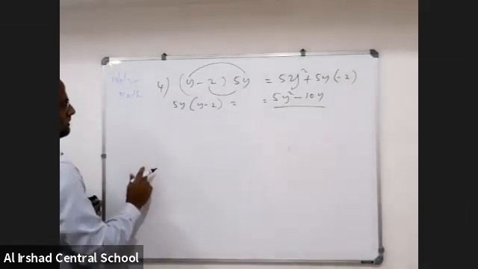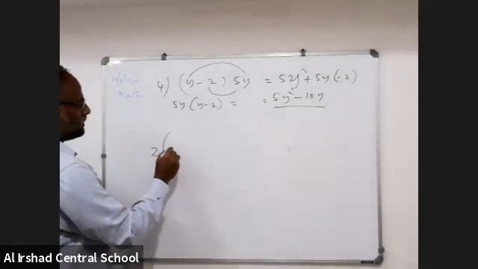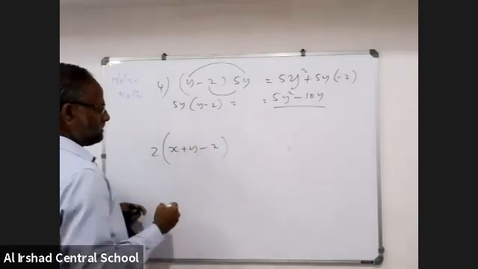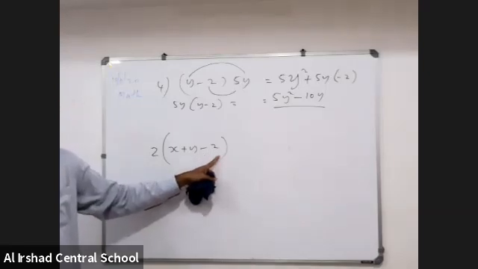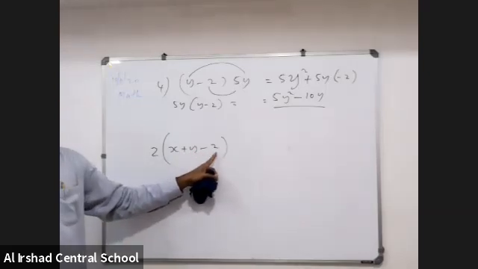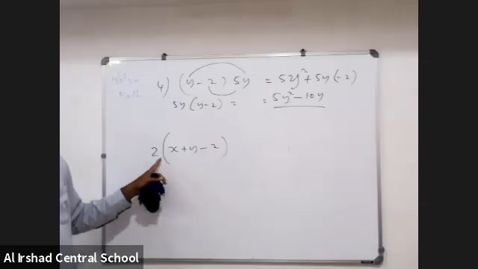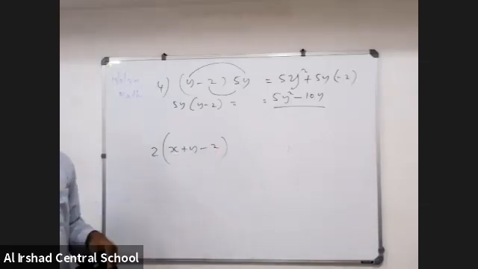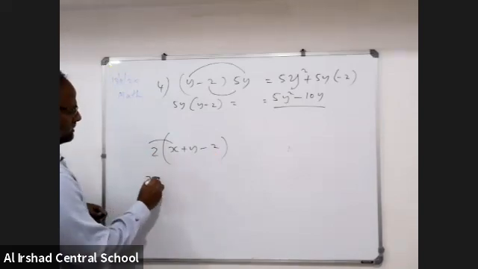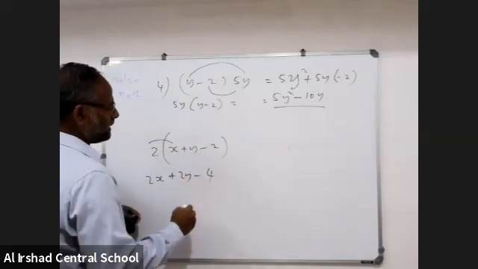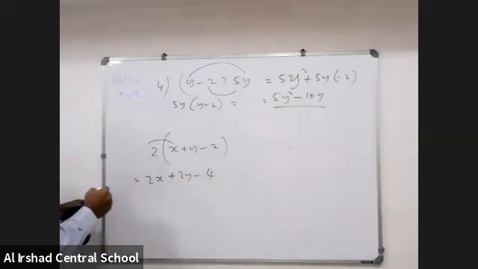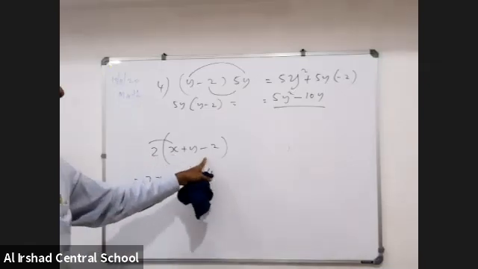Now what happened here? 2 into x plus y minus z. 3 boys are there. See, x plus y minus z. 3 students are there. A snake outside. It will bite everybody. Coming here, 2x, then 2y, then 2 into minus z. Am I right or no? 2x plus 2y minus 2z. Yes. 3 terms, trinomial, I told you.